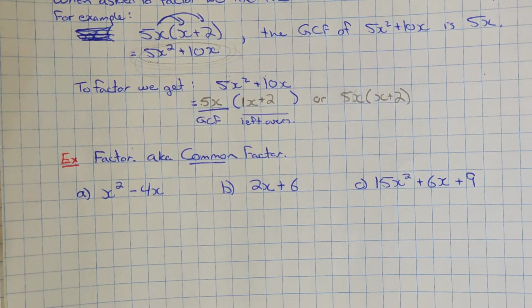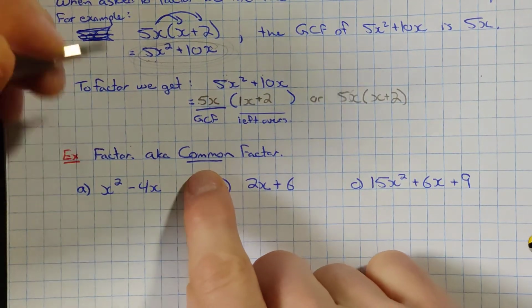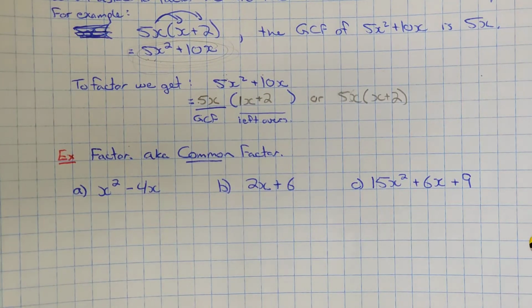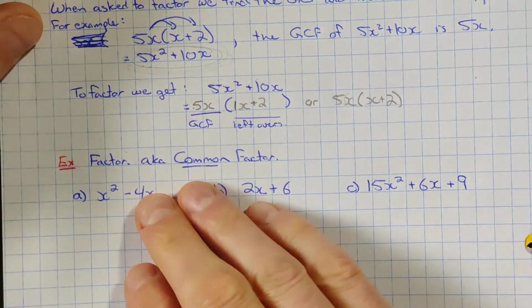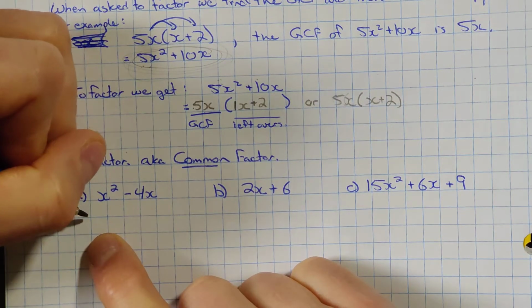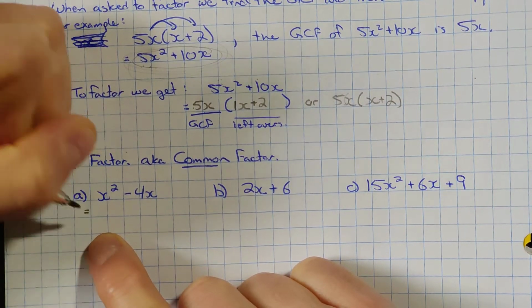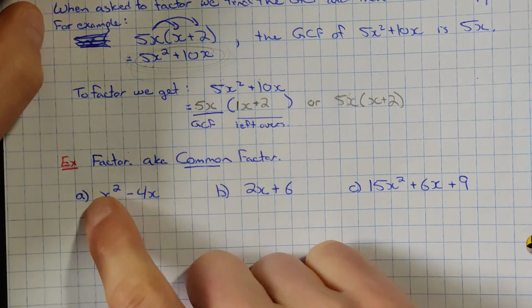Some examples to work with this. So we want to factor. This is also called common factoring because we are finding that greatest common factor. So we often call it common factoring as the type because there are different ways of factoring depending on the type of question. We'll look at some more later in this lesson.